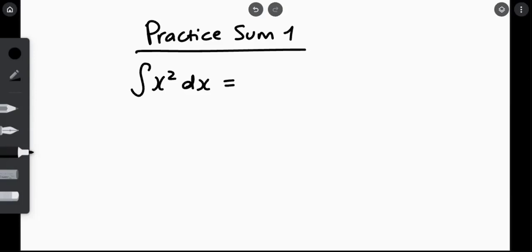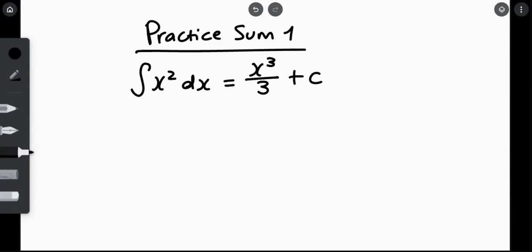Okay, the time is up. Alright, so let's review the answer together. Okay, so for this one, hopefully you'll get this correct, it is power add 1 divided by power plus C. Okay, hopefully y'all got this one right.